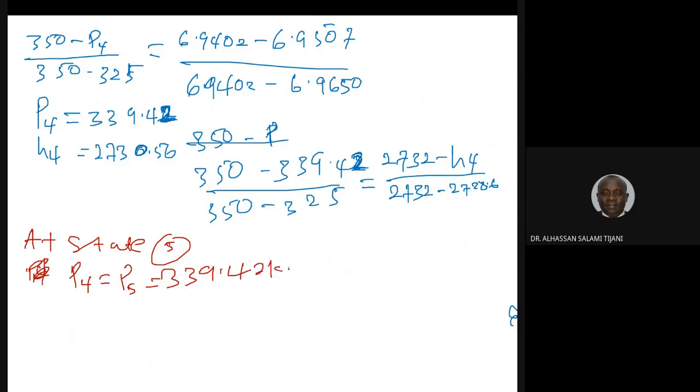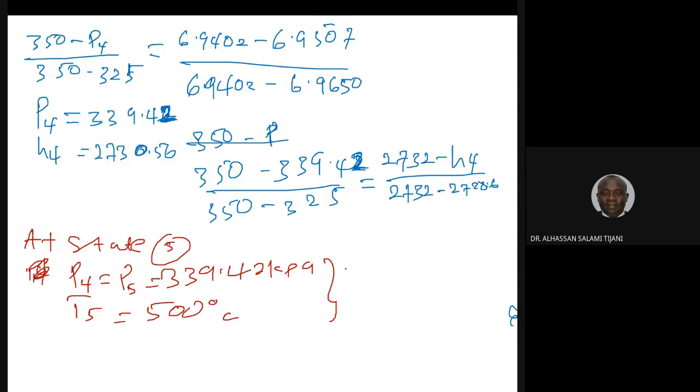39.42 kilopascal. And then also T5 equals 500 degrees Celsius. So now we need to find this state also. To find the enthalpy at this state, first we need to find T saturation at that particular state.